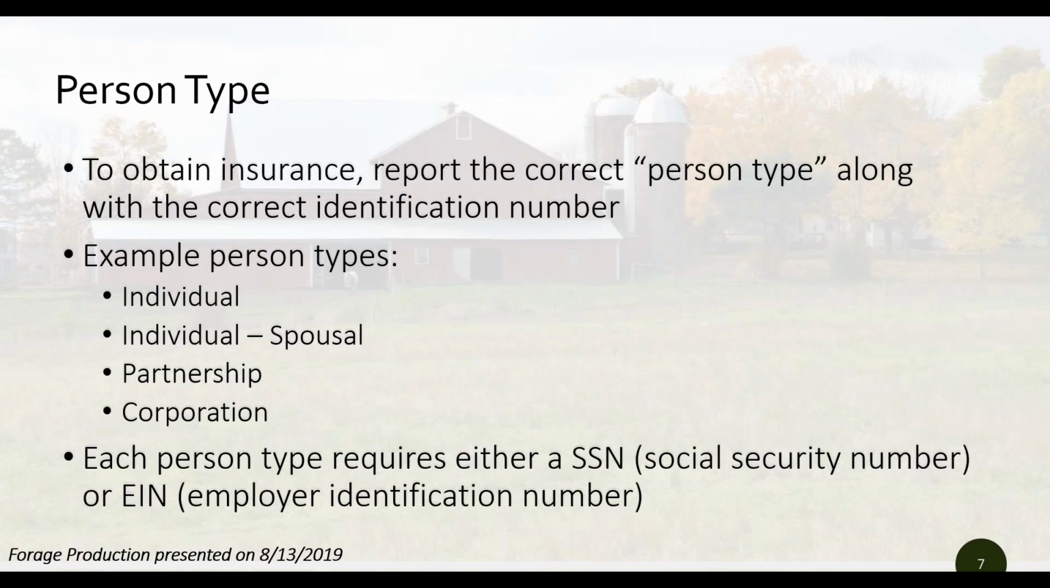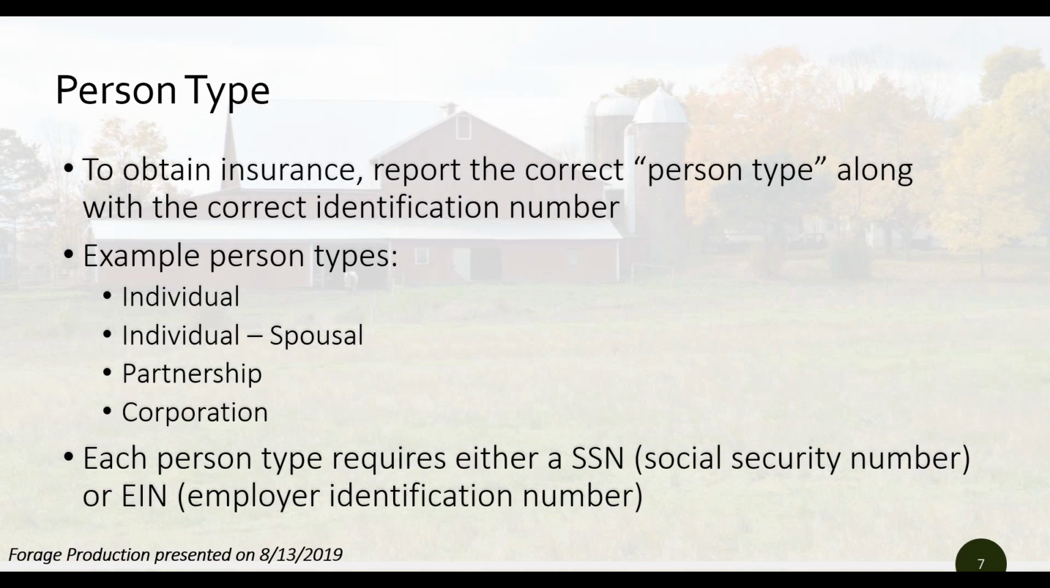A person type, you've got to identify the person type on any application for crop insurance. The person type is the entity you operate as for your sales and marketing. For example, if you sell as an individual and are married, you insure as an individual spousal person type. If you do business as a partnership with an employer identification number, you should insure under the partnership name and report the employer identification number that accompanies that partnership.